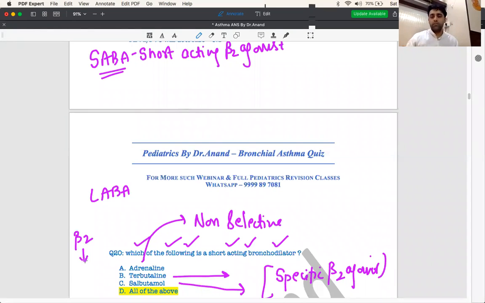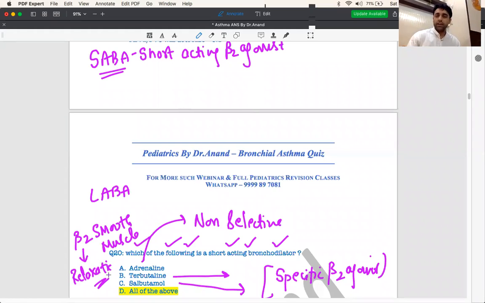What do you think? Beta 2 receptors act on what? Any random guesses? Where does it act? It acts on the basically smooth muscles. Annapurna has a very good answer, smooth muscles. So what does it cause? Beta 2 agonist, if I'm giving, will it cause smooth muscle relaxation or smooth muscle constriction? Very important. So smooth muscle relaxation. Very good. So beta 2 agonist causes smooth muscle relaxation.